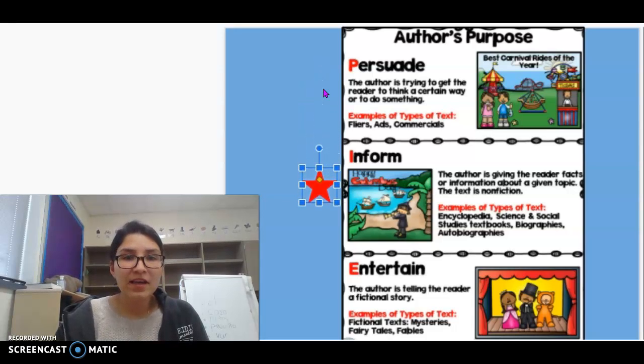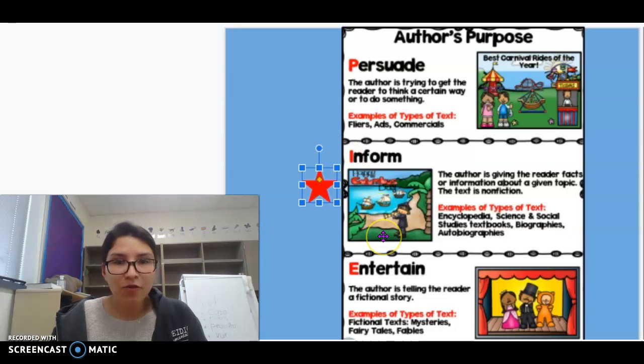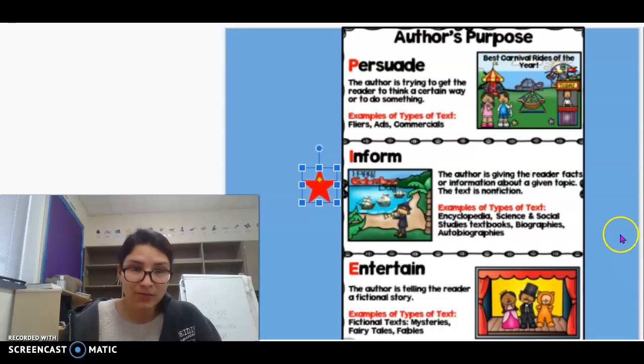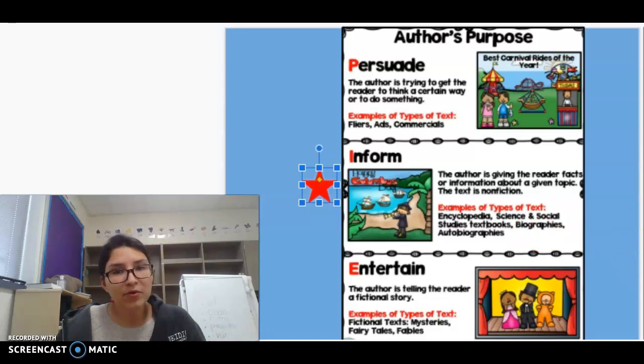Let's now talk about inform. Inform. The author is giving the reader facts or information about a given topic. The text is nonfiction. So we're actually going to be focusing on informational texts that are nonfiction this week as well. What are some examples of books that have inform? Science and social studies books, biographies, magazines, how-to books. These all give information about a topic. Okay, so you're learning from these types of books.